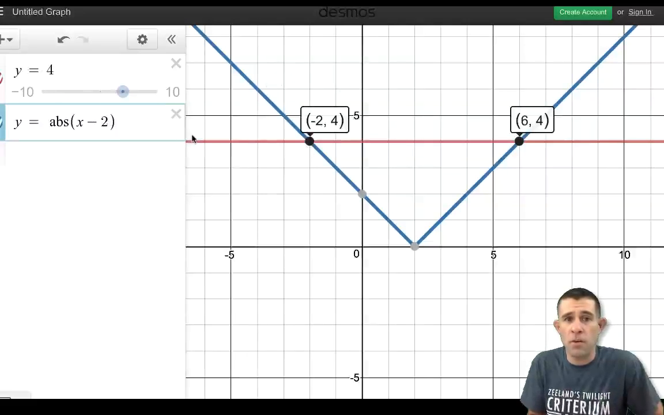So you can see here's my horizontal line of y equals 4. And y equals the absolute value of x minus 2. It looks like it gets shifted 2 units to the right, and I can see their intersection points here are negative 2, 4, and 6, 4.